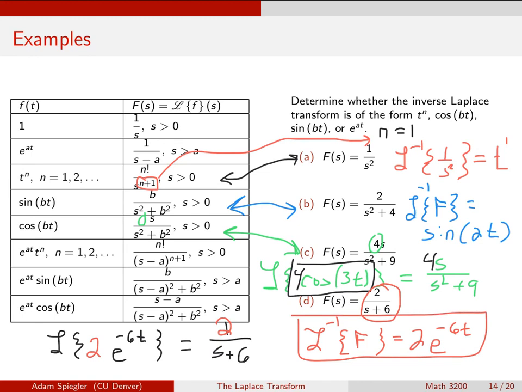So really we want to start to look at the structure of the function capital F and try to line it up with some function that is sitting in this column over here. And then once we've identified that, we can jump over to the first column and figure out what the inverse Laplace transform would be.